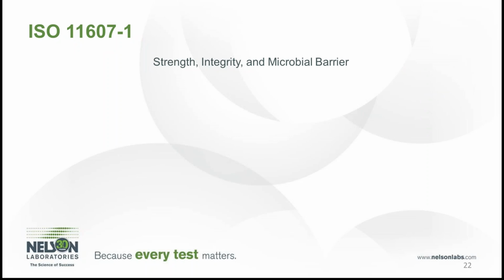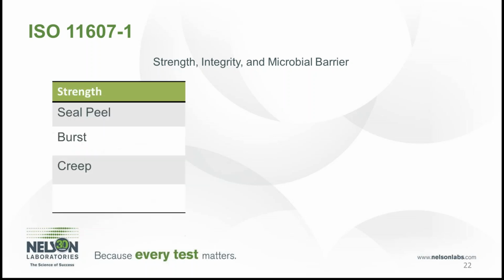11607-1 says that you need to address 3 different categories: strength, integrity, and microbial barrier. Within each of these categories, there are several options that are available to select from depending on the material combinations, sterilization, and your end use for the sterile barrier system. Here we'll go over each one of these categories independently.